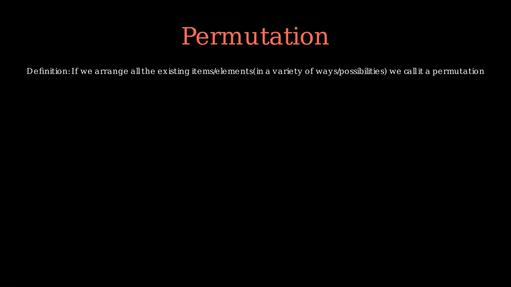Let's get into permutations. Starting with the definition, if we arrange all the existing elements in a variety of ways, we call it permutation. Now let's look at an example in which there are 4 different colored circles. How many possible arrangements of these 4 colored circles exist? That means we can swap their positions.